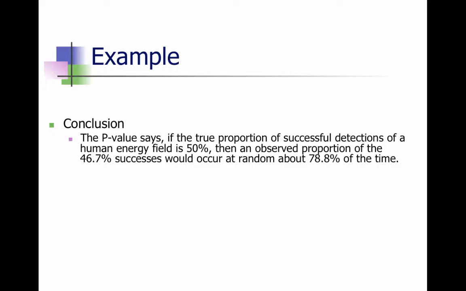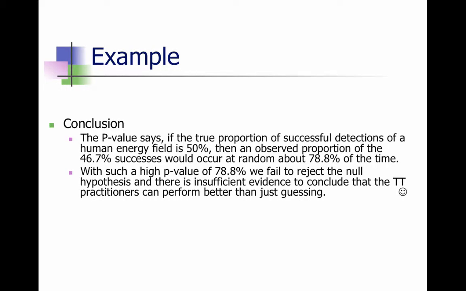which means we're not surprised. Therefore, our conclusion is that with a high p-value of 78.8%, we fail to reject the null hypothesis. There is insufficient evidence to conclude that the therapeutic touch practitioners can perform better than just guessing. So again, our conclusion always states our p-value, always states whether we reject or fail to reject, and we put what it means in context.